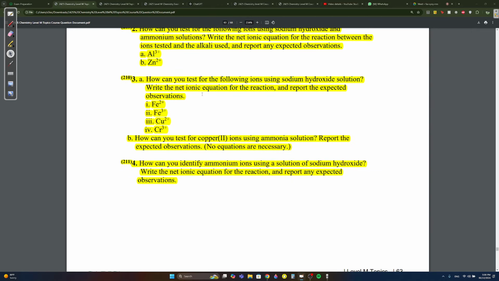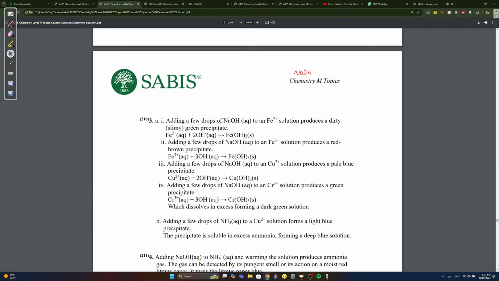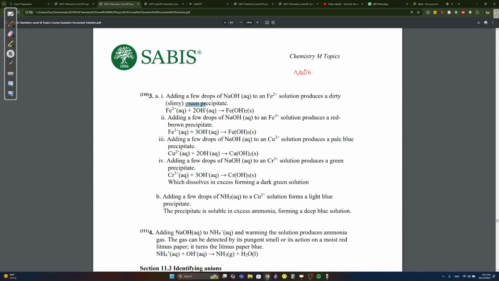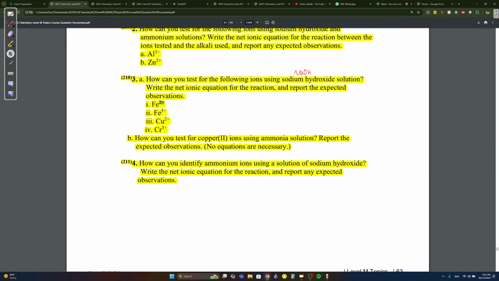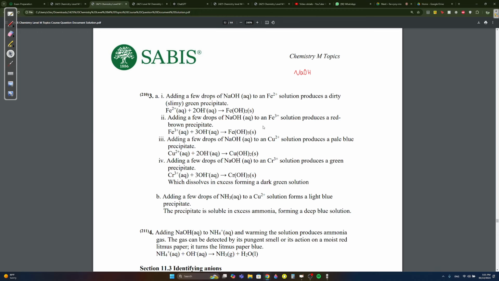Question 3. How can you test for the following ions using sodium hydroxide solution? Write the net ionic equation and report expected observation. If you add Fe2+ to NaOH, you get a green precipitate, but you have to know that here it's Fe2+. Fe2+ and Fe3+ are different because Fe2+ gives a dirty green precipitate, but Fe3+ gives a red-brown precipitate.